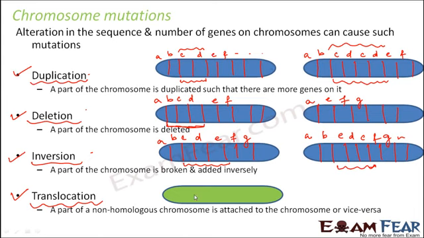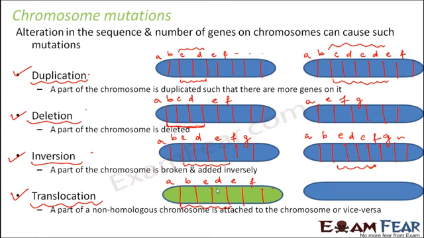But in translocation, let us suppose we take up another chromosome, and that is why I have represented it in green color. Let us suppose from this chromosome we take a small part, this portion, and then this portion is added to this chromosome. So this portion is taken out from this chromosome and then added to this chromosome. That is also a new sequence of genes being added to this chromosome. So this will also affect the sequence of genes, which will in turn impact protein synthesis.